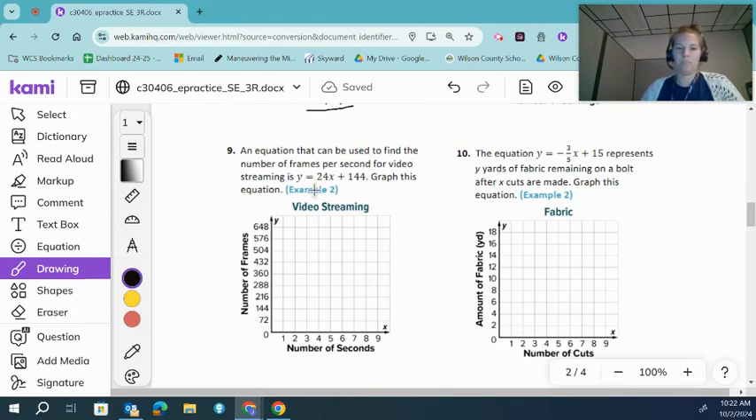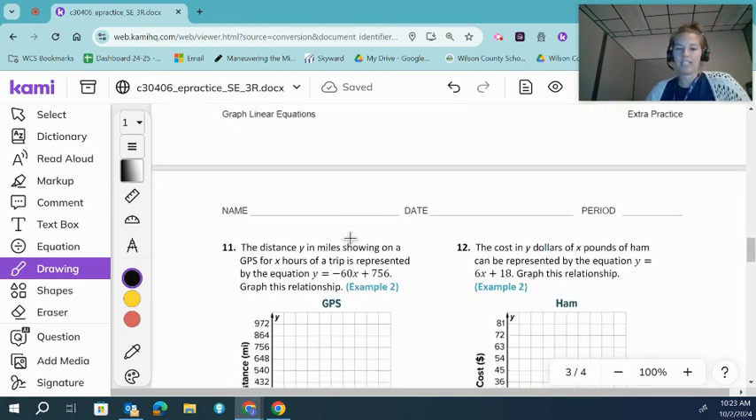I want to point out here this y equals 24x plus 144. In this situation, the 144 is the number of frames per second for the video. So the number of frames, 144, is the amount they start with, and then it's 24 frames per 1 second. So that's what your slope and your y-intercept mean on that.